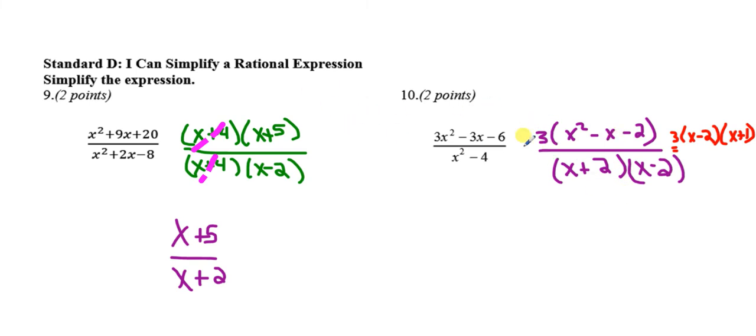Now, if we would have just factored this with the box method, we would have got 3x plus 3 times x minus 2, or we would have got 3x minus 6 times x plus 1. But once we factor this 3 out, it's a little easier factoring. And then we have an x minus 2 on the bottom and an x minus 2 on the top. So we have 3 times x plus 1 all over x plus 2.